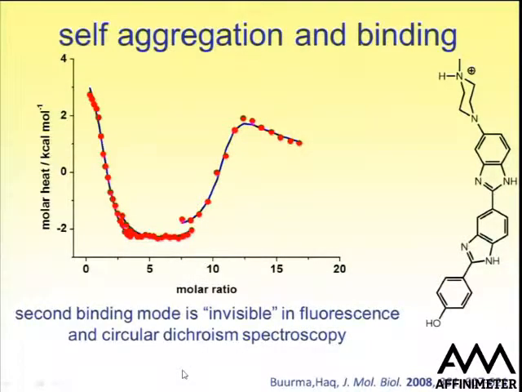Now the reason that ITC was the technique to use here is because the second binding mode is invisible in spectroscopy. And that means that you can only see this if you use ITC. The other thing is there is a jump in the data here, and that is because we allowed for using different concentrations of the ligand in the syringe, so that you can focus on different parts of the titration using different injection concentrations of the ligand injected.